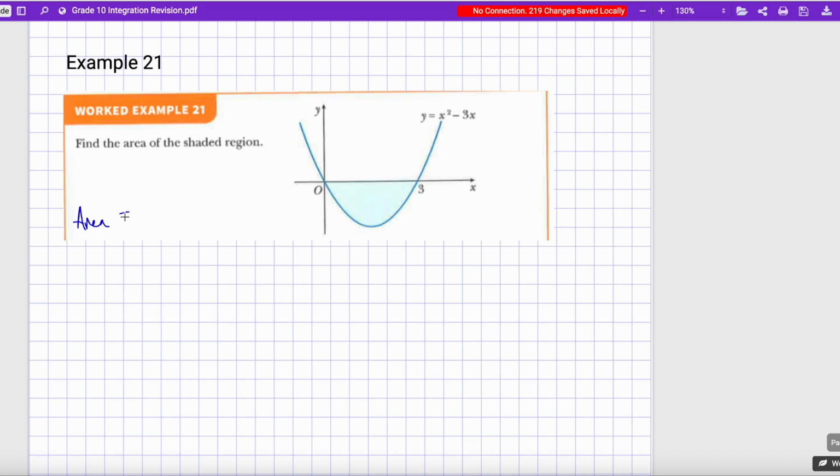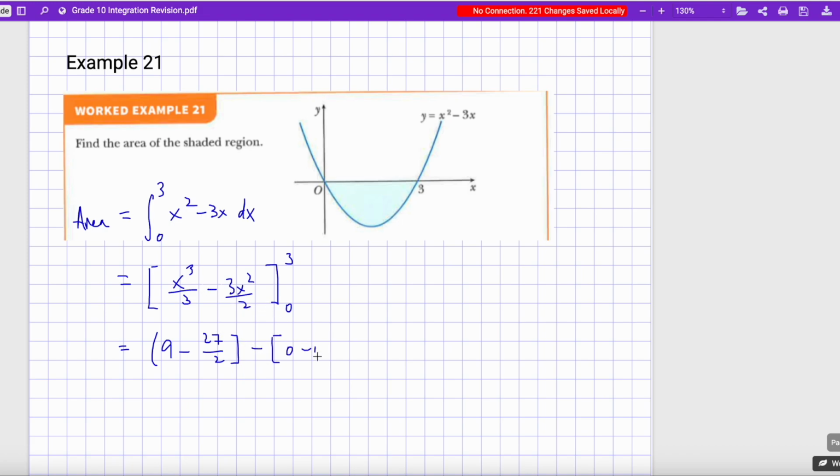So area for this is basically, if we're going to integrate this, would be from 0 to 3 of x squared minus 3x dx. So work this out, should be x cubed over 3 minus 3x squared over 2, and we evaluate that from 0 to 3. So plug in all the values in, we should get 9 minus 27 over 2 minus, if you're going to put 0, I think everything is 0, right? So our answer is minus 4.5.